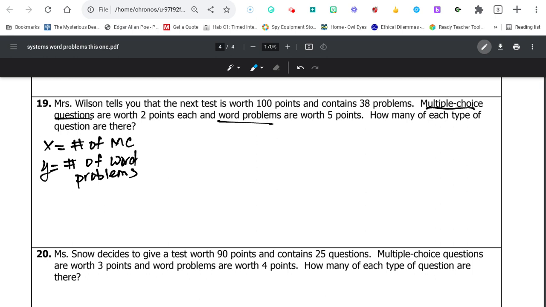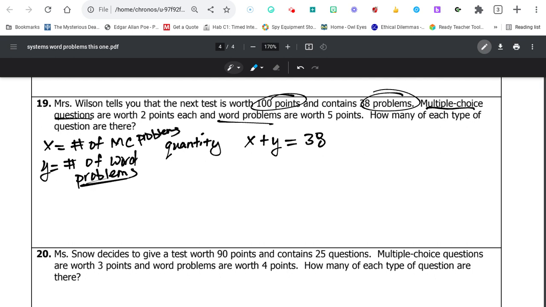Okie dokie. So my quantity. Let's see. There are a total of 38 problems on there. So the number of multiple choice plus the number of word problems should equal 38 problems. That's my quantity. Some people might have been thinking the quantity is 100 points. No, no, no. x is the number of multiple choice problems.